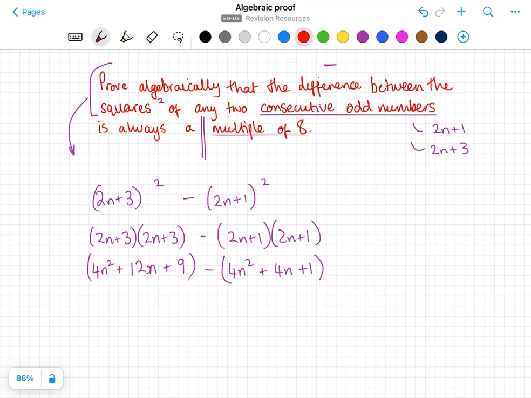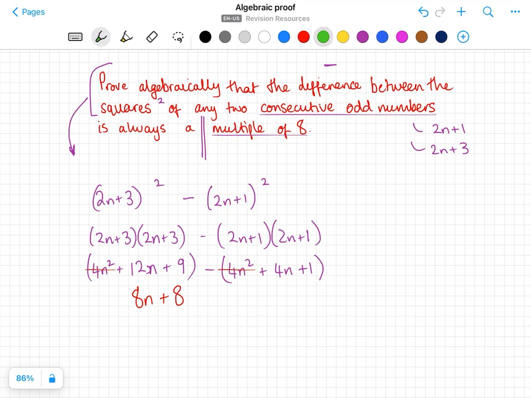Collect any like terms. 4n squared minus 4n squared, so they cancel. 12n minus 4n is 8n, and 9 minus 1 is 8.